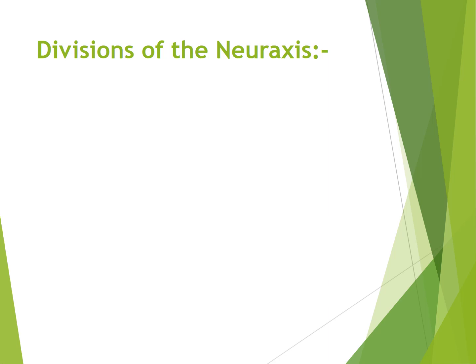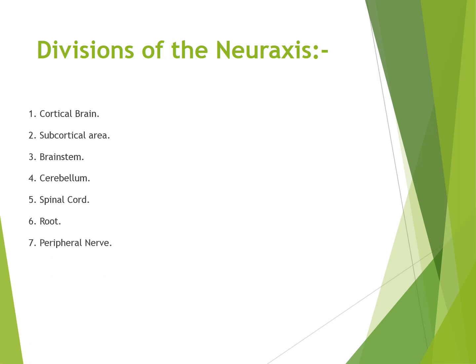A division of neuraxis. Firstly, cortical brain. Secondly, subcortical areas, brain stem, then cerebellum, then spinal cord and root. Finally, peripheral nerve, and finally muscles.